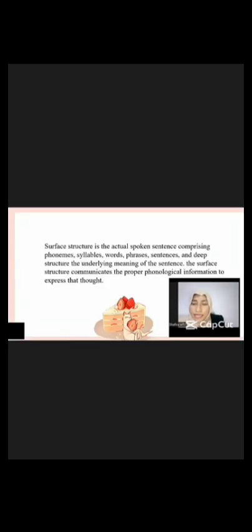Here's the explanation about surface structure. Surface structure is the actual spoken form, sometimes comprising phonemes, syllables, words, phrases, and sentences, and deep structure is the underlying meaning of the sentence. And surface structure communicates the proper phonological information to express that thought.